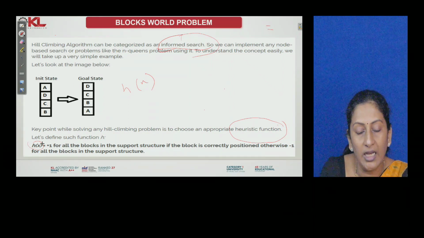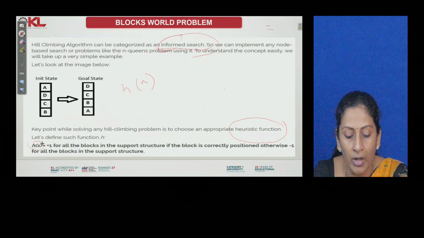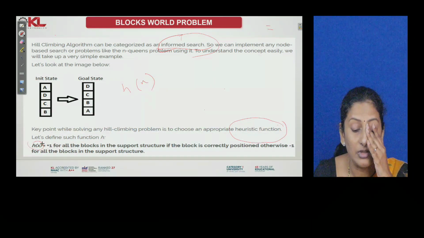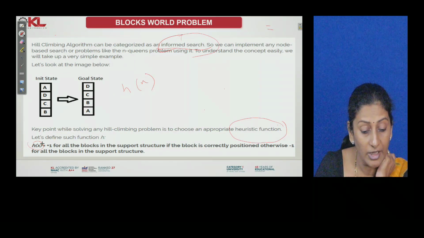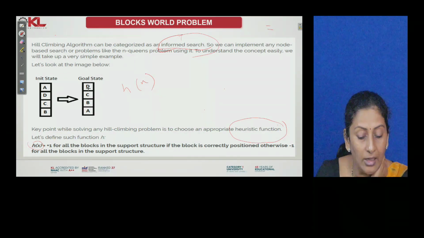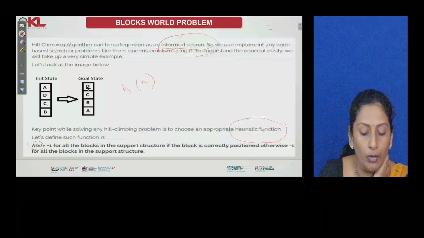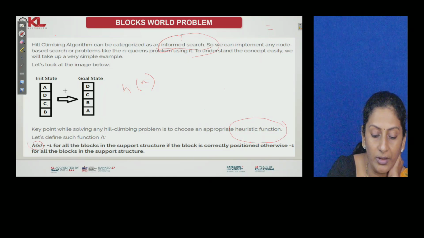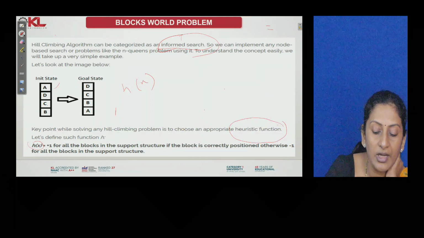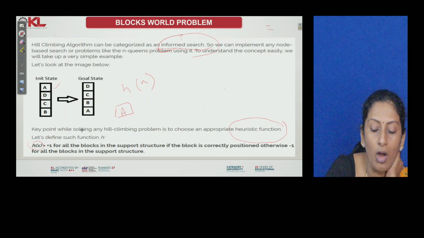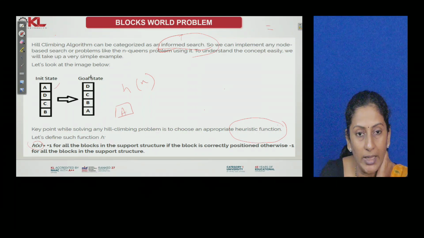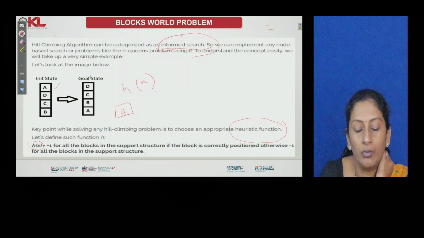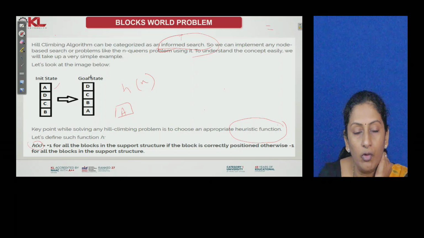I am selecting a heuristic function in such a way that when I move a block, there are some constraints here. When you are arranging blocks to go to the goal state, there are certain constraints to be followed. The block can be moved from the top of the given state and can be placed either on the floor or on the top of another block. That is one constraint, and we move only one block at a time. We don't move all the blocks together.